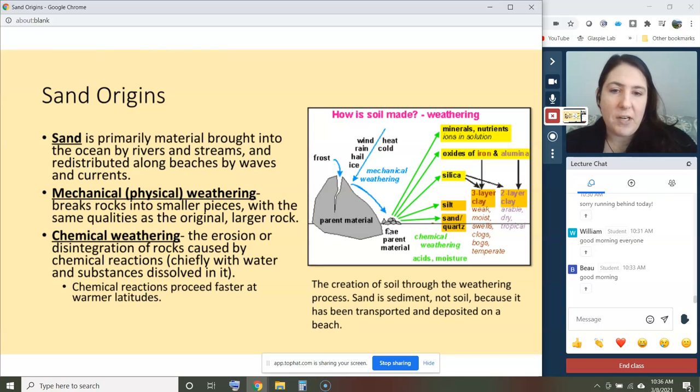And just a reminder, even though this says, how is soil made? The creation of soil happens through weathering, but sand is actually considered sediment, not soil, because it doesn't form in place. It has been formed and then transported and deposited on the beach. Some weathering can continue in place, but for the most part, sand has to be transferred to a location, has to be moved there.